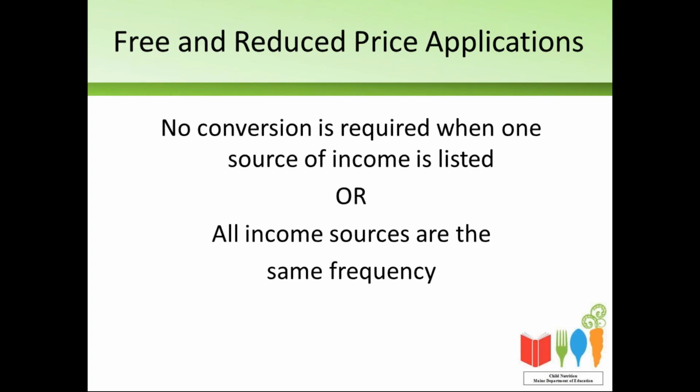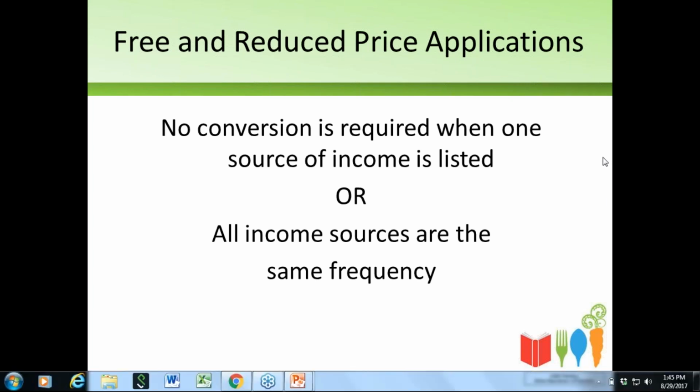No conversion is required when one source of income is listed or all income sources are the same frequency. So if everyone is listed as weekly income, then just list weekly. And then use the information on the income guidelines.